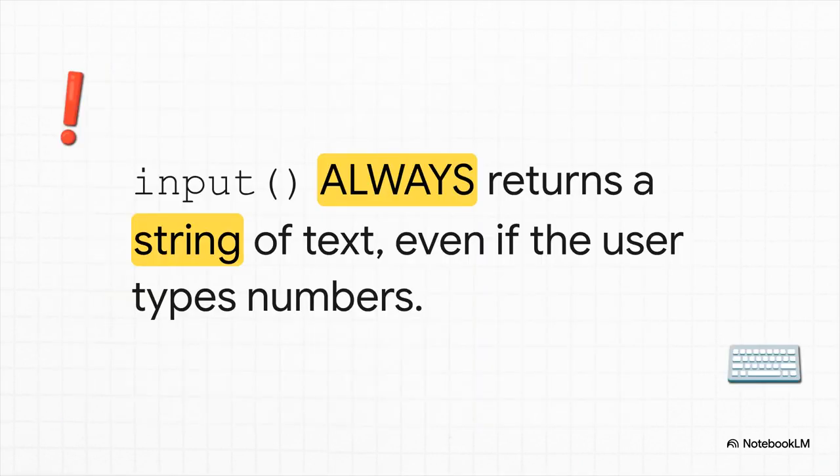Now listen up, because this is the single most important, absolutely critical thing you have to remember about the input function. No matter what the user types, I don't care if they type the number 123, input always gives it back to your program as a string, a piece of text. Python sees quotes around that 123, it doesn't see the number 123.